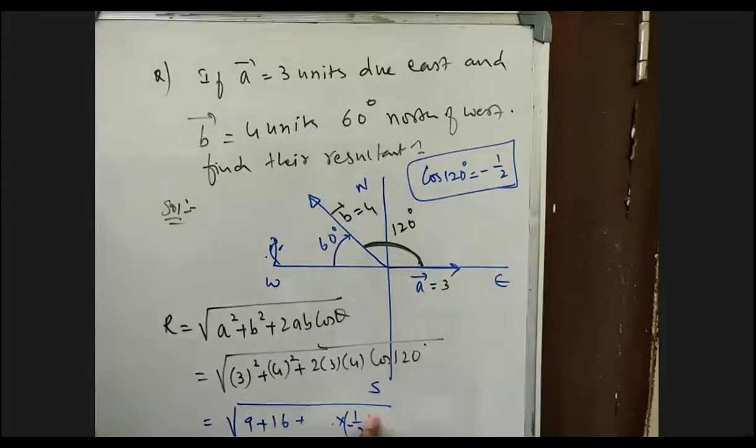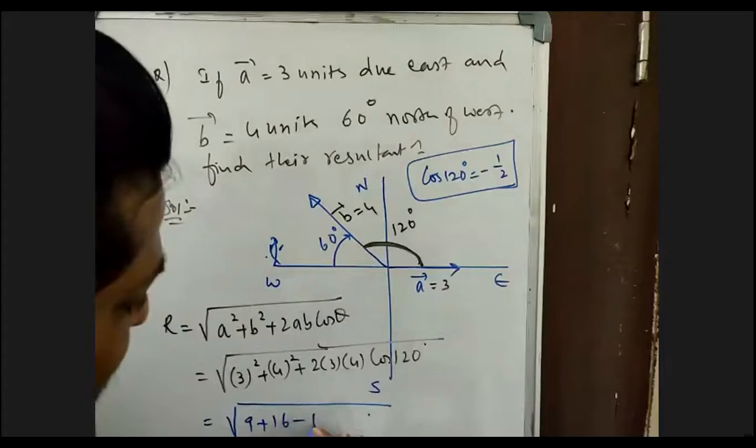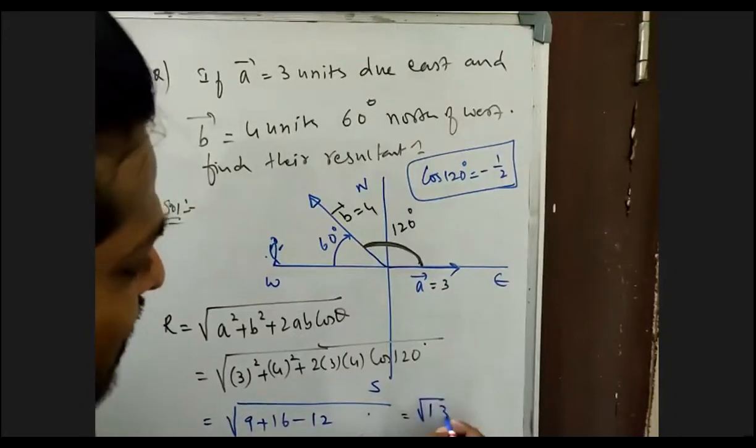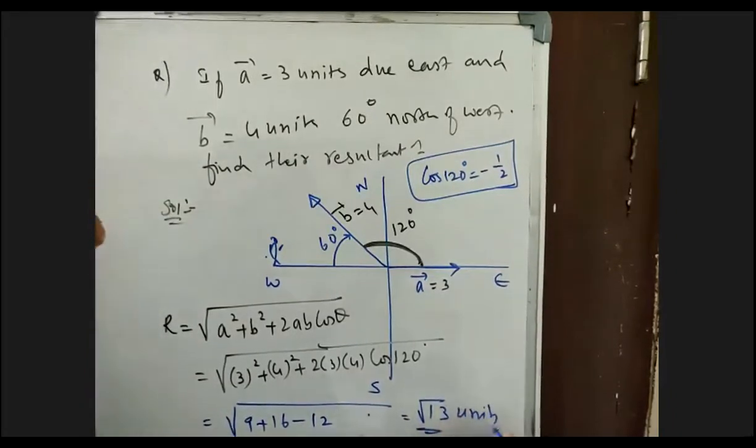So this will become 12, not 24, minus 12. So this will become root 13 units, because 2 into 3 into 4 into cos 120, which is minus 1 by 2, gives 12. I made a mistake: I didn't take 24, I took only 12. So 9 plus 16 minus 12, root 13 will be the answer. Okay, chalo. I hope you got it right now.